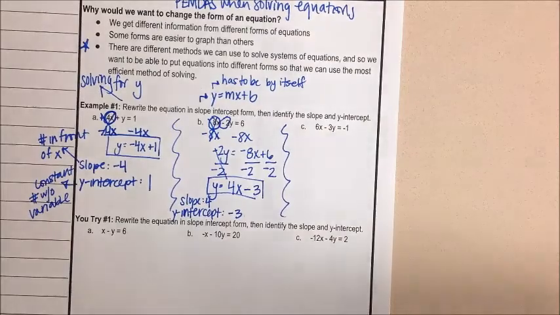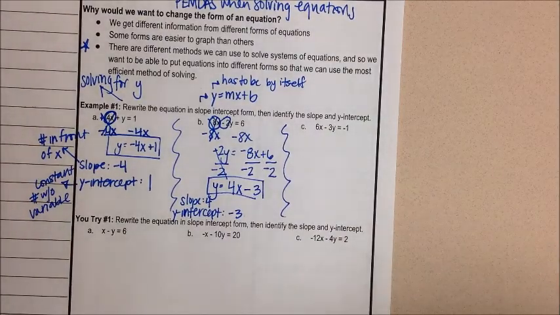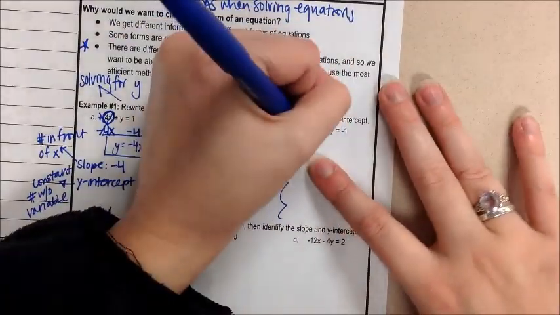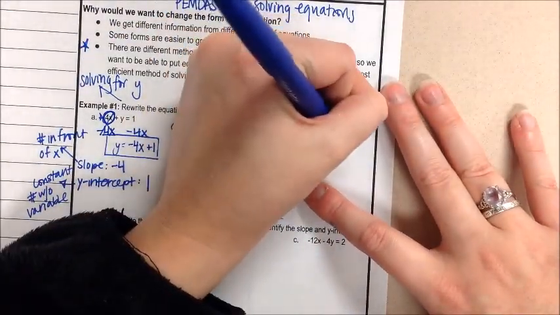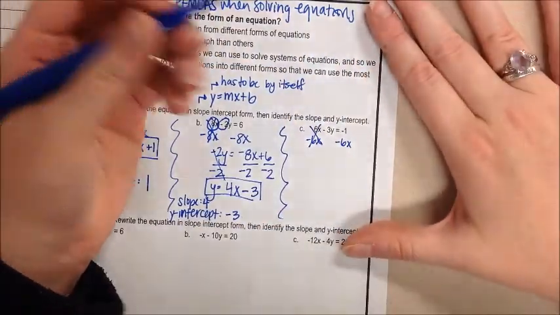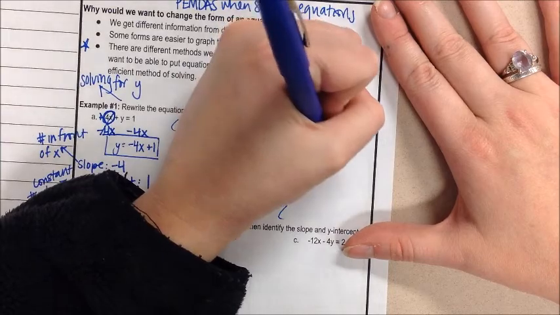Okay, that's B. And then C is 6x minus 3y equals negative 1. So we're going to have to do something very similar to what we did over here. Okay, I'm going to have to subtract the 6x from both sides because I've got to get rid of it. So 6x minus 6x is 0. Okay, I'm left with negative 3y.